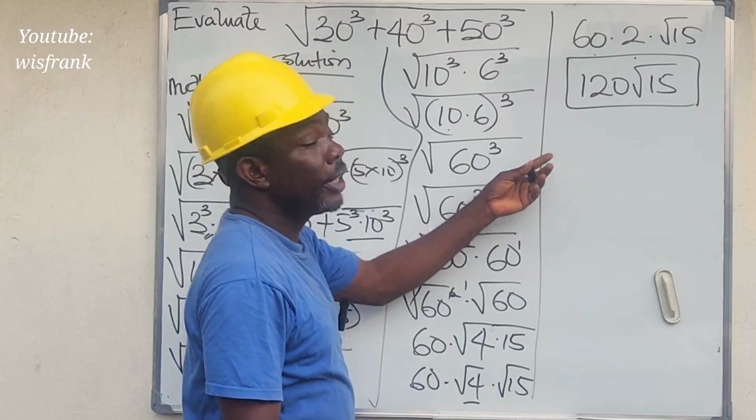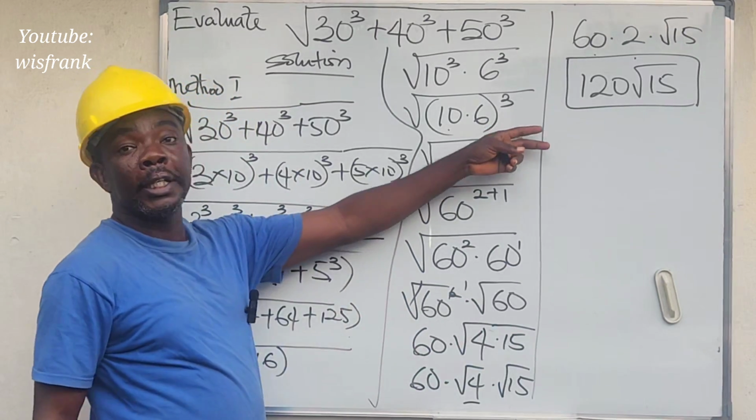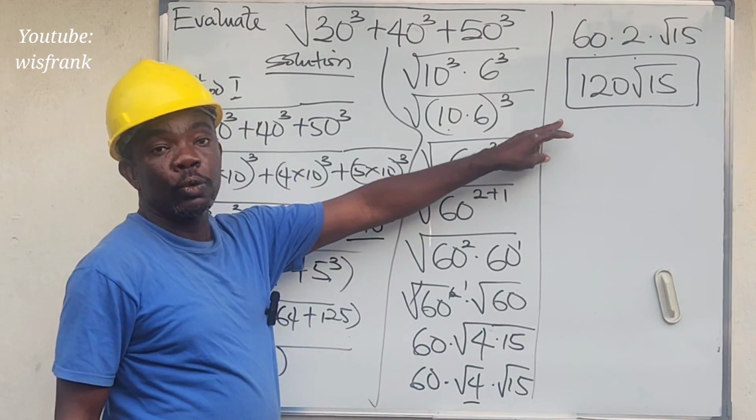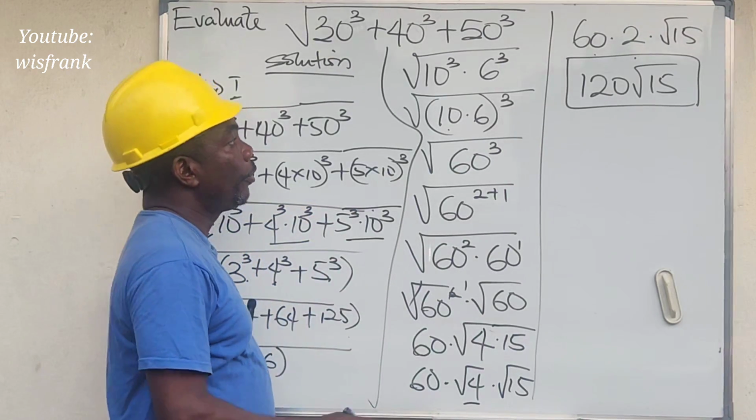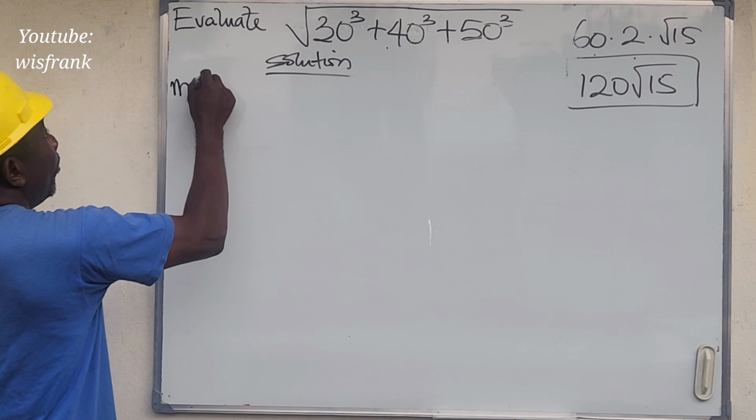We are going to look at the second method to see whether we will still arrive at 120 root 15. Before we do that, we need to clean this. So that's the first method. So we have here method 2.